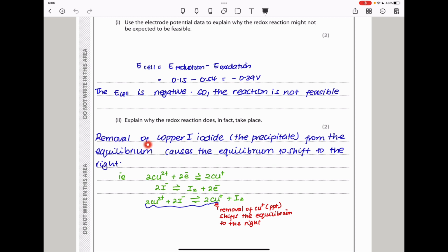So I said removal of copper 1 iodide, which is the precipitate, from the equilibrium causes the equilibrium to shift to the right. I just used this as an example. You're not required to write this on the exam question, or there are no marks awarded for this, but this tries to explain what is occurring here.